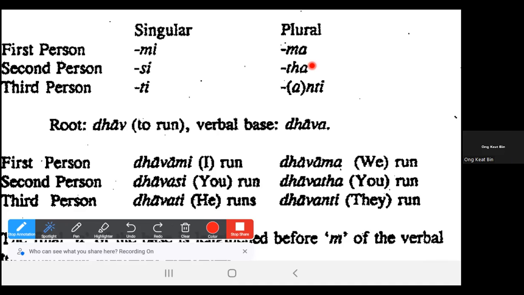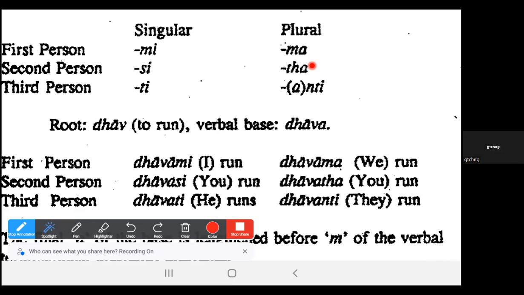Actually it sounds very nice. Ti, anti, sita, mima. If you recite for some time, ti anti sita mima, you recite like this, you finish your homework already. Okay, so we go for the anti endings.